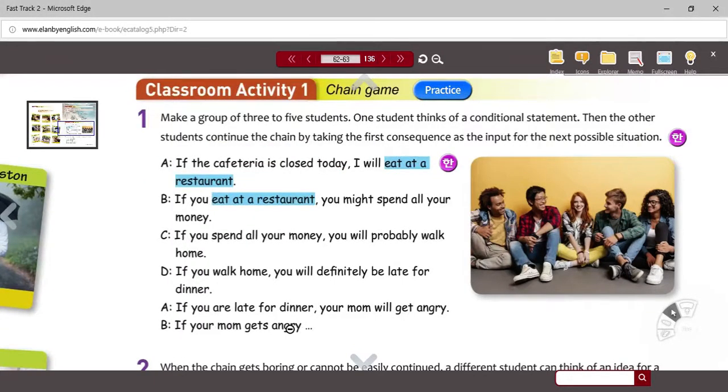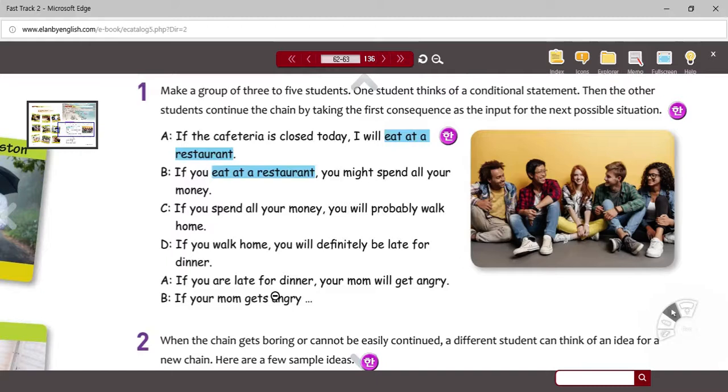Okay, how did that go? Did you get lots of extra turns? Okay, I only got 2. Maybe you were able to continue the story very long.